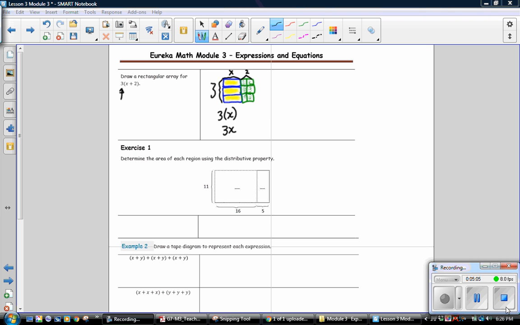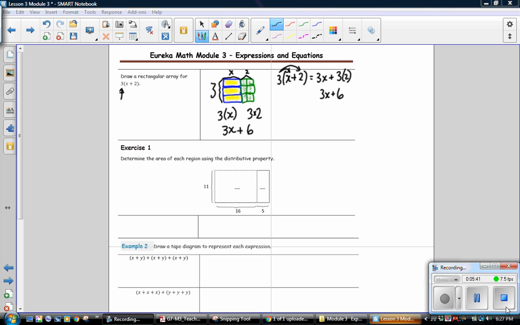Next, determine the area of the green shaded region, and that is 3 times 2. 3 times 2 is 6. So the area of the entire unit is 3x plus 6. We started out with the expression 3 times the quantity x plus 2, and we multiplied 3 times x, which is 3x, and we multiplied 3 times 2, which is 6.